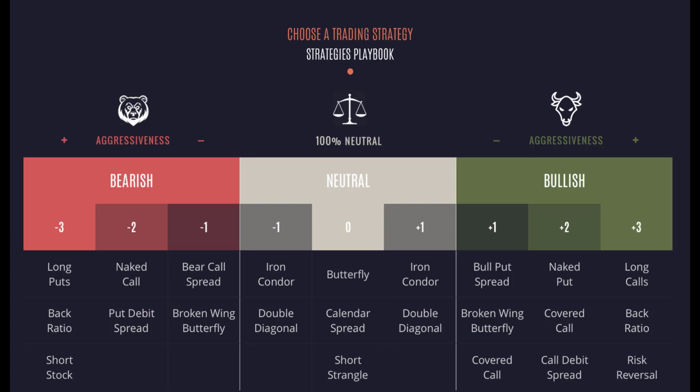And then have your +1, +2, +3, where you're buying stock and buying calls in +2 or 3, doing some more aggressive strategies like ratios or risk reversals when you're very bullish. In your +1, though, you're looking at bull put spreads, bull call spreads. You're looking at covered calls for both +1 and +2. So you can do a lot of different things.